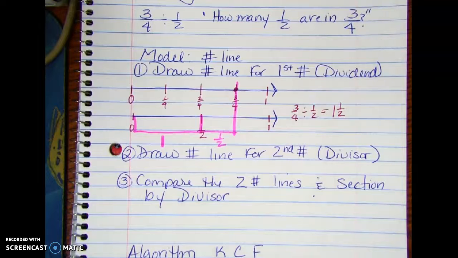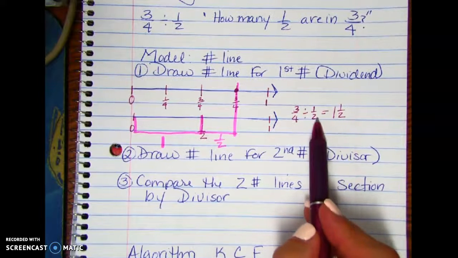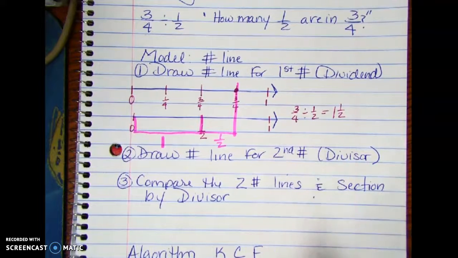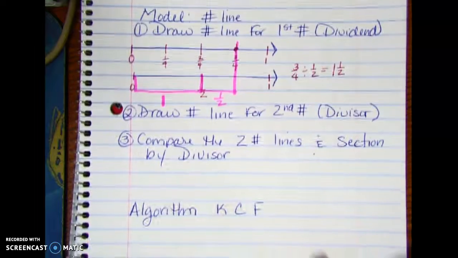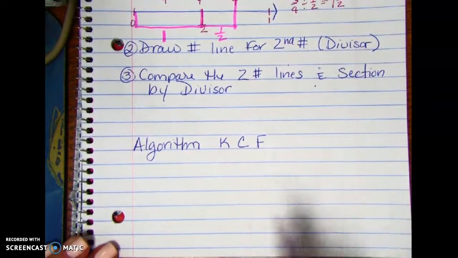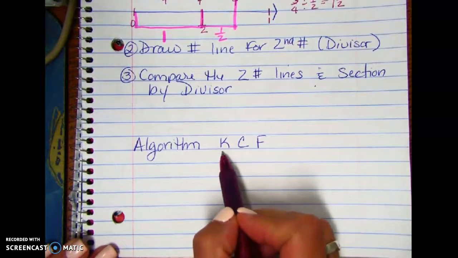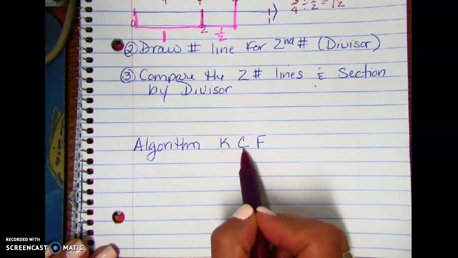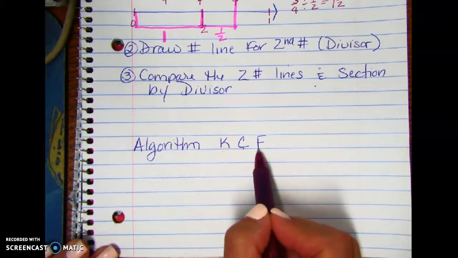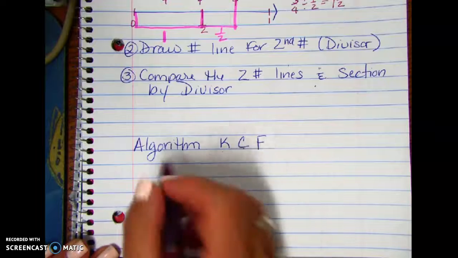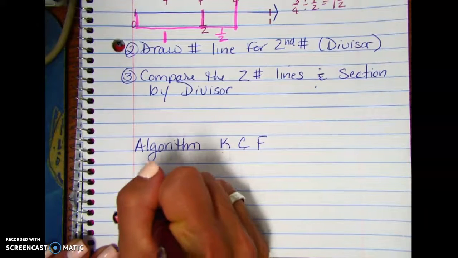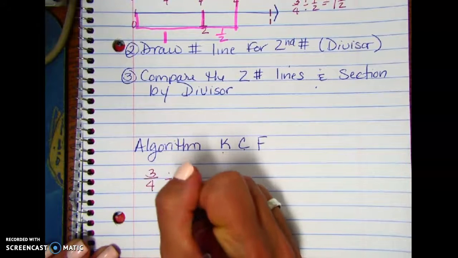What does that basically mean? There are 1 1/2 halves inside of 3/4. Now, we love our algorithm. The algorithm is to keep your first number, change division to multiplication, and flip your second number, which we call using the reciprocal. So here's my problem, 3/4 divided by 1/2.